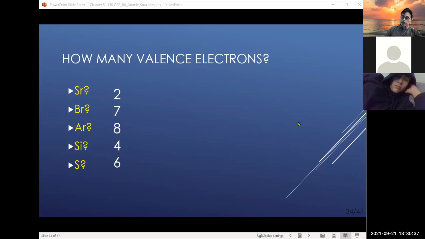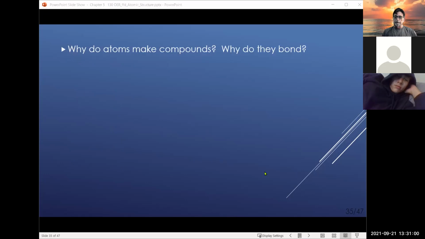And silicon is in group four like carbon. So silicon now has four valence electrons, and then sulfur has six. Okay, so this is an exercise. This one is an exercise of simply finding its position, looking at the group number it's in. That's called the group number, the Roman numeral number, and that tells you how many valence electrons.